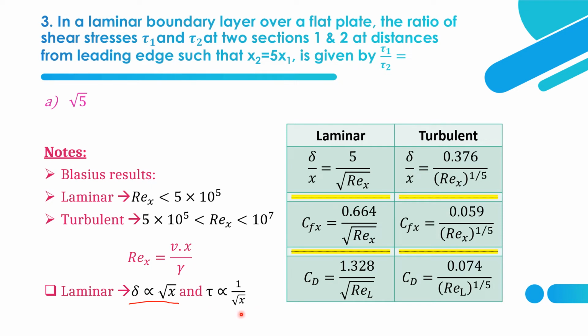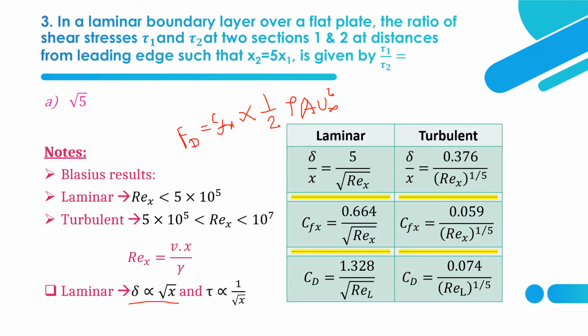And we shall see how tau is varying with respect to x. Here you can see Cfx is equal to 0.664 divided by root Rex, and Cfx is nothing but coefficient of friction. So that's why tau can be given as half rho u square. U here is free stream velocity. For example, drag force can be given as Cfx into half into rho A u square, or u suffix infinity, free stream velocity.